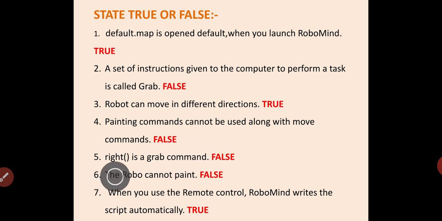The next one, write is a grab command. It is false. So write is a what command? It is a move command. The robot cannot paint. It is false. We have seen already the robot can paint in white or in black.